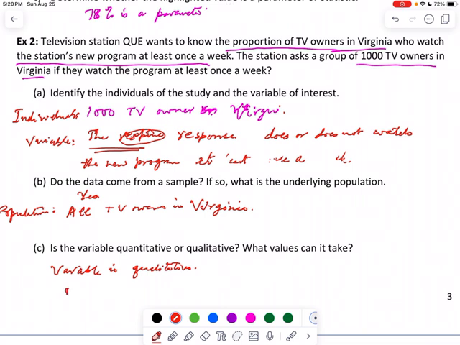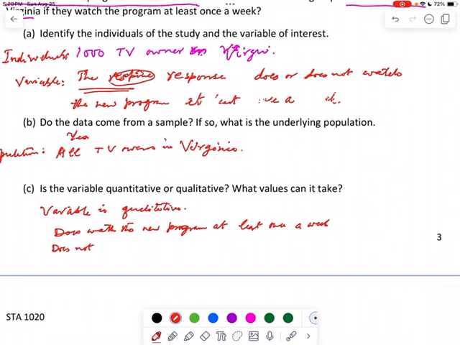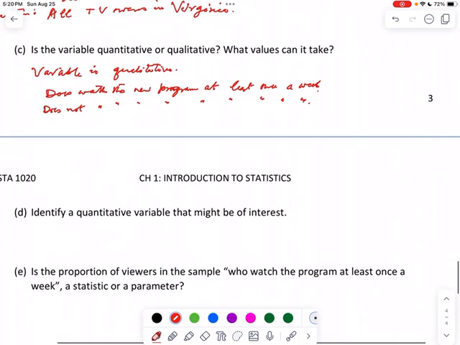What values can it take? Does watch the new program at least once a week, and the other one will be does not watch. So you can just do ditto. Now it says identify a quantitative variable that might be of interest. So what do you think? Probably you could say income.